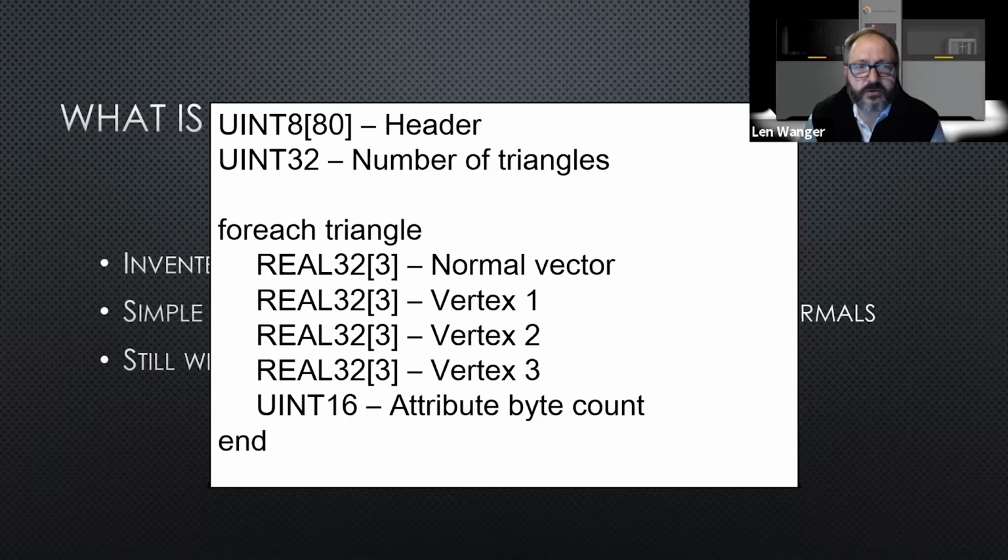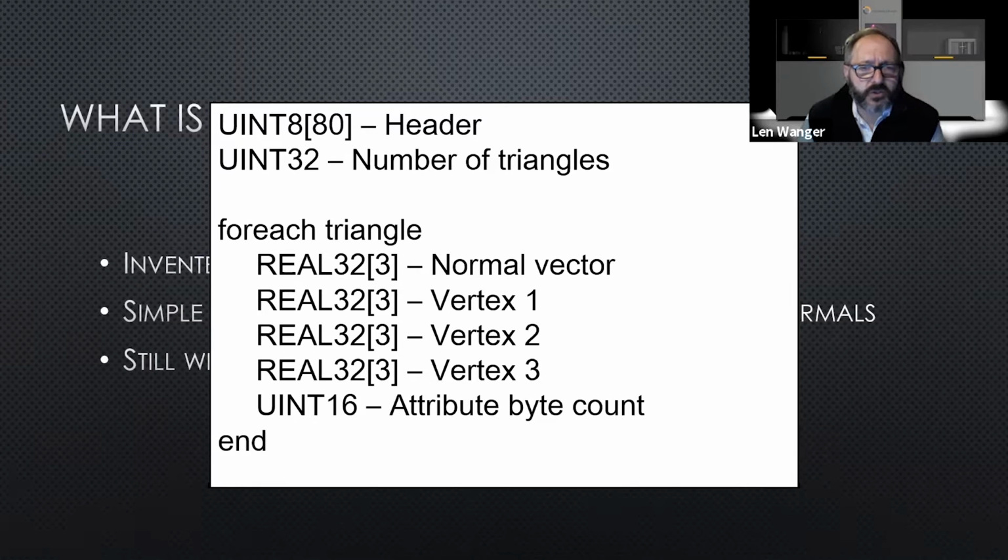Then for each triangle, it shows a normal vector and 3 vertices and an attribute byte of 16 bits, an unsigned integer. You can try to put some data in there to go with it, color or material or something like that, but that tends to vary by vendor and it's not very much space to put something in.